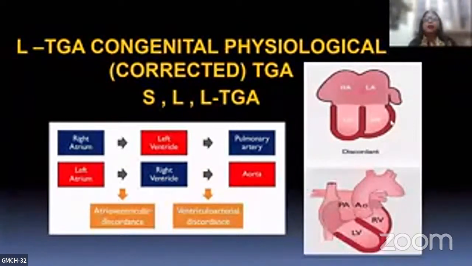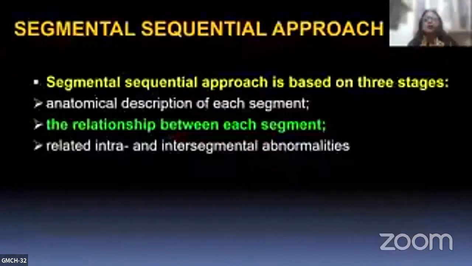Now, talking about the LTGA, basically there is situs solitus, levo position of the bulboventricular loop, and levo position of the transposition of great arteries. So here there is atrioventricular discordance as well as ventriculoarterial discordance. The right atrium attaches to the left ventricle, which further attaches to the pulmonary artery. The left atrium attaches to the RV, which further communicates with the aorta. So this atrioventricular discordance as well as ventriculoarterial discordance causes a physiologically corrected transposition of great arteries.